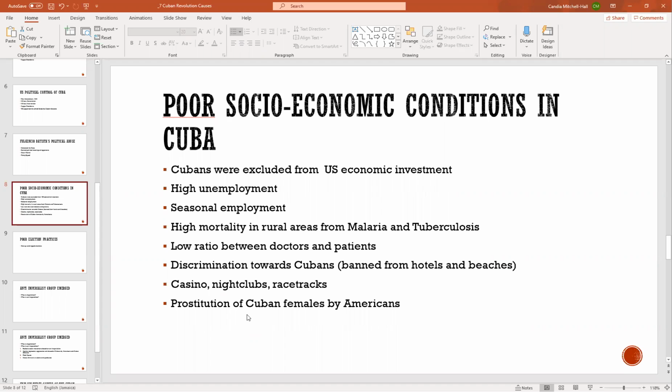Sir, one of the other socioeconomic conditions is that many of the Cubans lived in the rural areas that were poor, in slums and tenement yards, while places like Havana were well constructed. That is true.